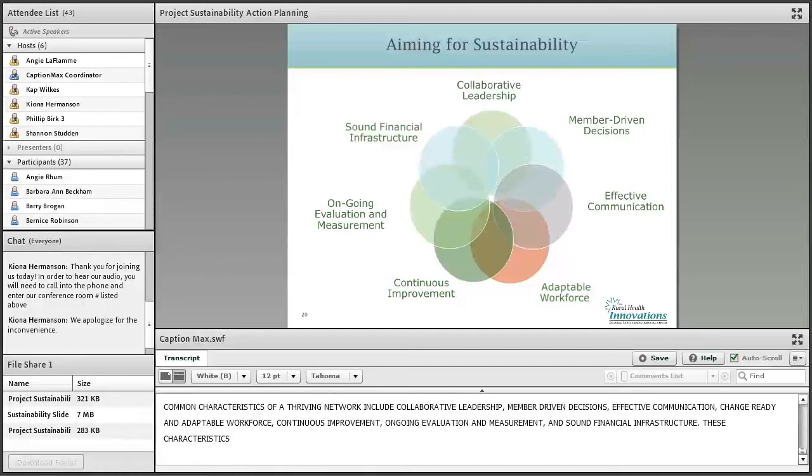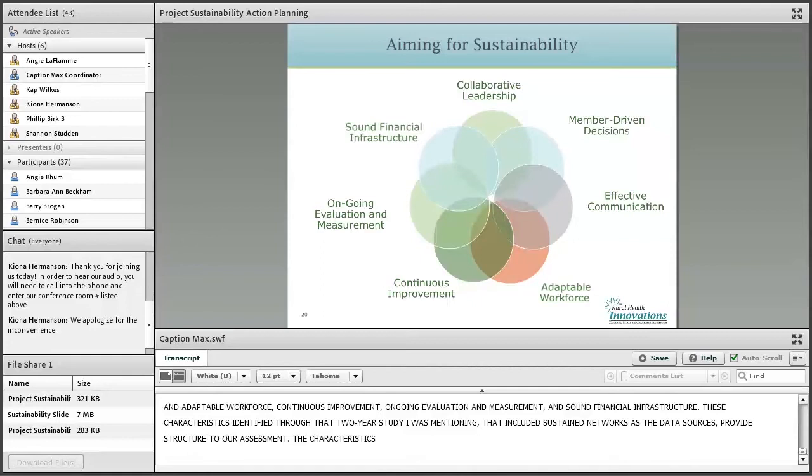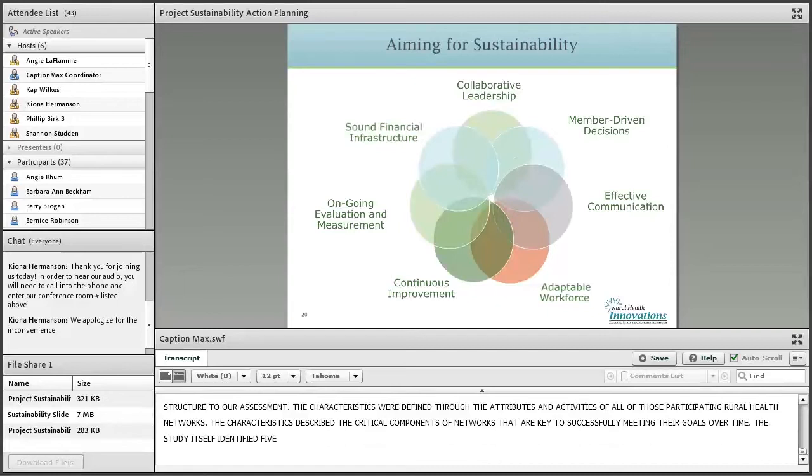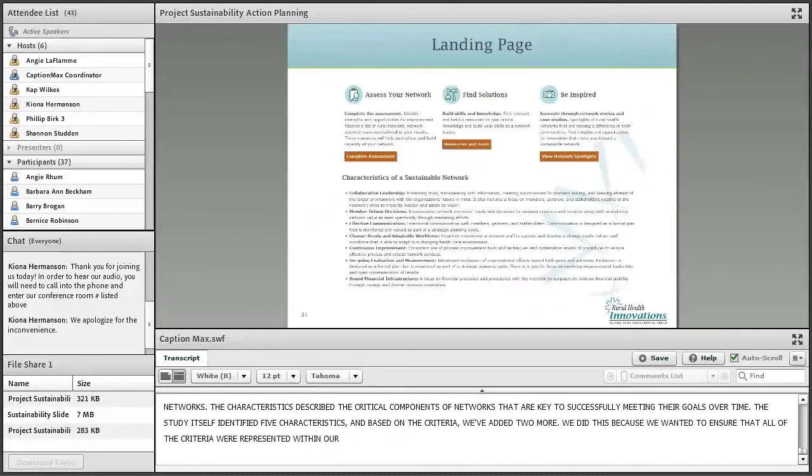These characteristics, identified through that 2-year study I was mentioning that included sustained networks as the data sources, provide structure to our assessment. The characteristics were defined through the attributes and activities of all of those participating rural health networks. The characteristics describe the critical components of networks that are key to successfully meeting their goals over time. The study itself identified 5 characteristics, and based on Baldrige Performance Excellence criteria, we've added 2 more. We did this because we wanted to ensure that all the Baldrige criteria were represented within our framework.